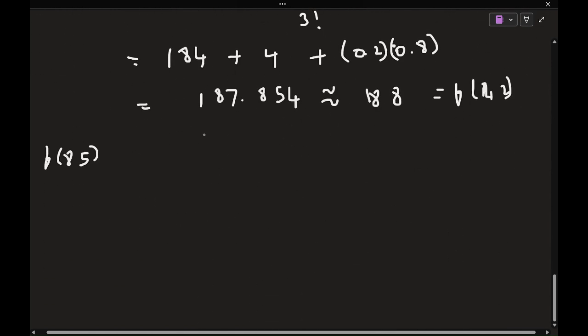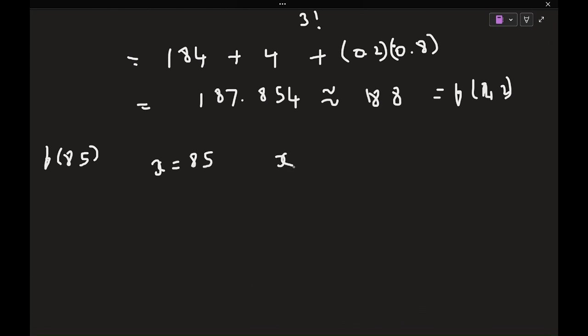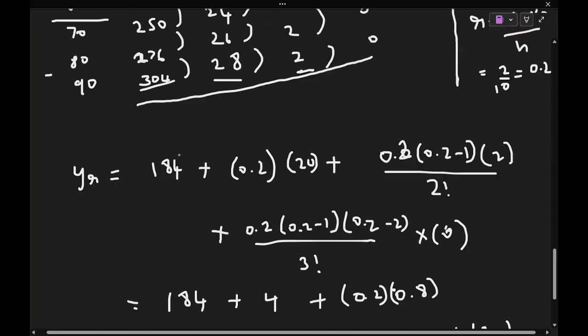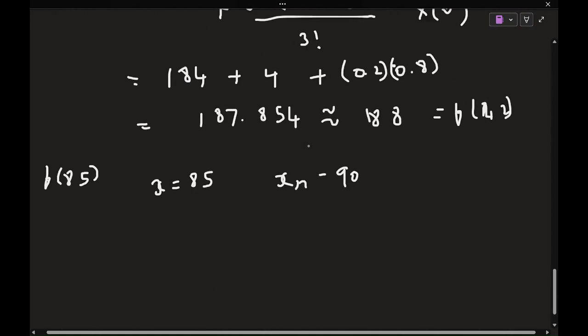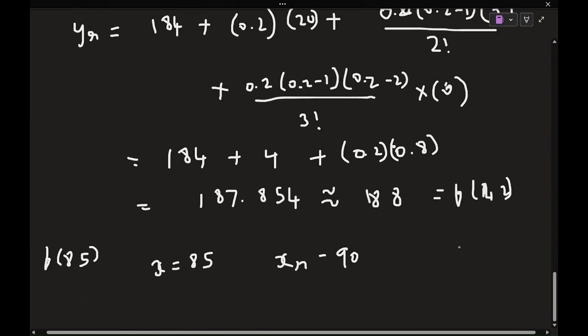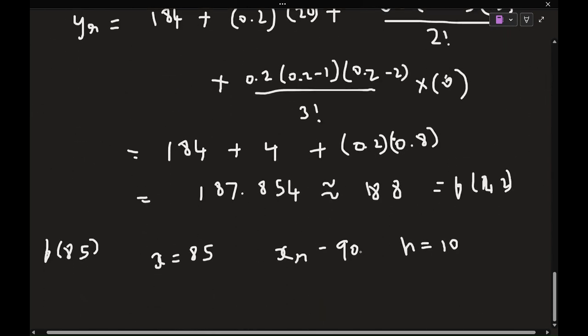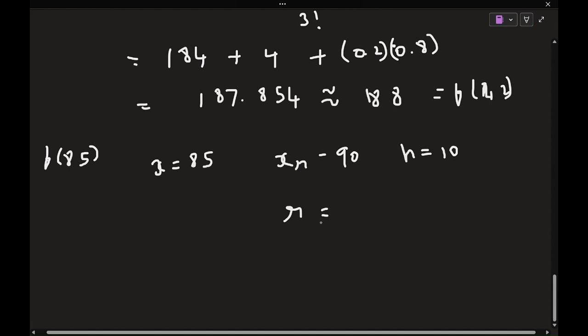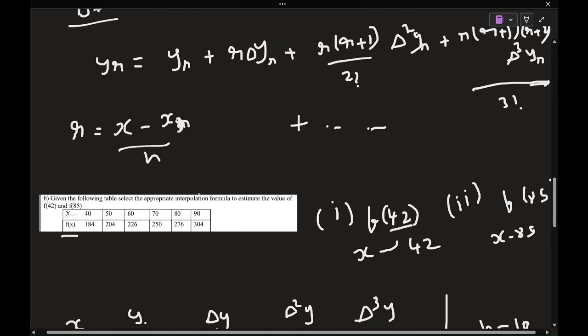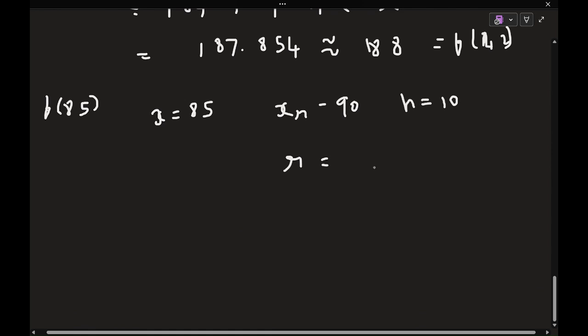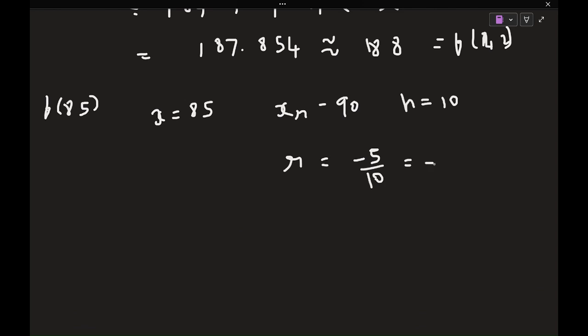So I have the three values for the formula. Here x is 85, xn is 90, and my h value is 10. Now what does my r value become? The r value for backward difference is (x minus xn) by h. So 85 minus 90, which is minus 5 upon 10, will give me minus 0.2. Oh, sorry, minus 0.5. My bad. So minus 1 by 2, so it will be minus 0.5.